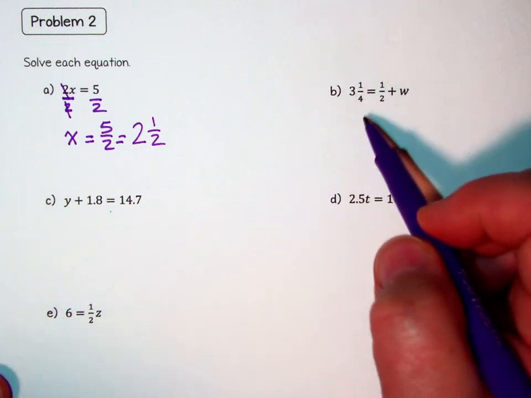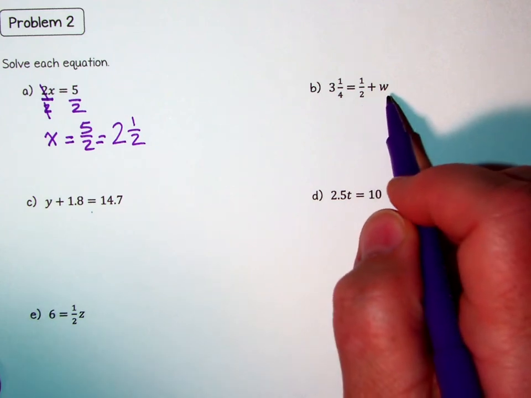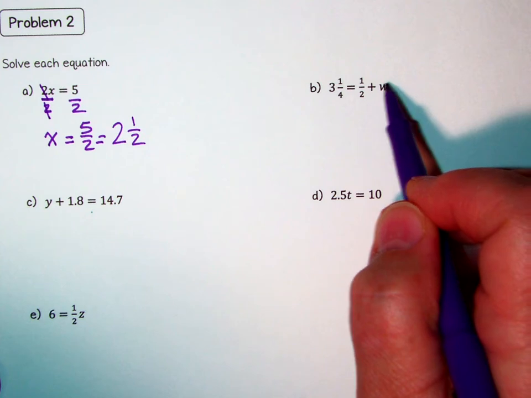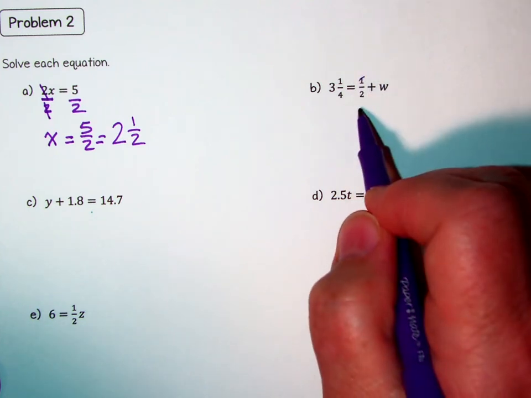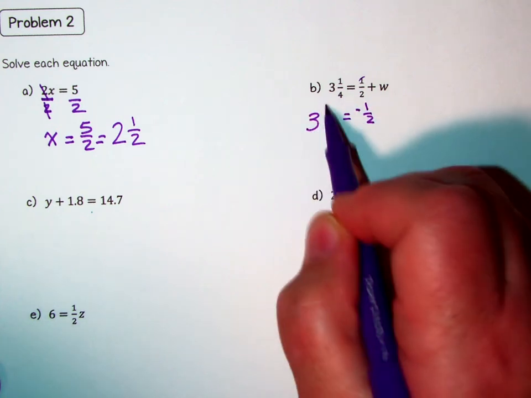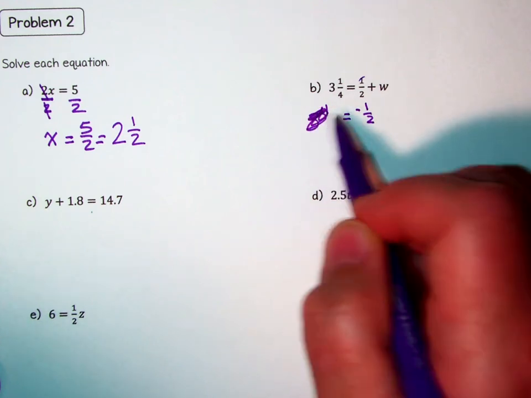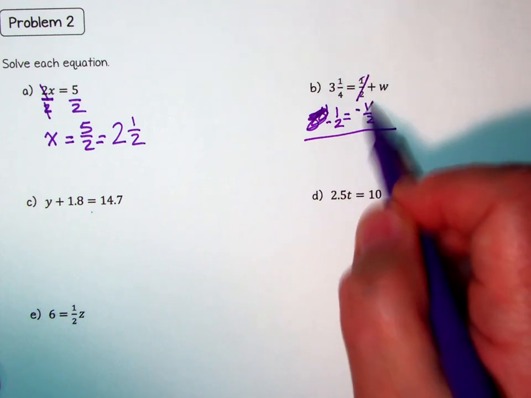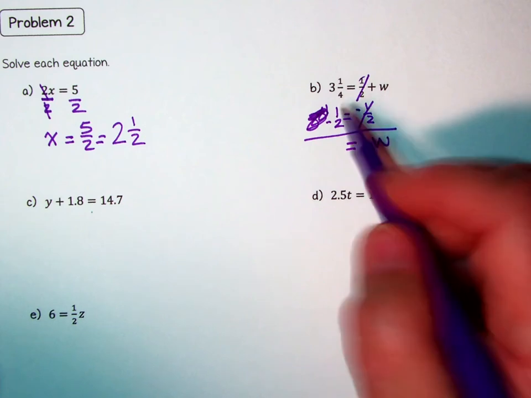Okay. B. 3 and 1/4 is equal to 1 half plus W. So again, I want to get W all by itself. I've already got just 1. I don't need to multiply or divide it by anything. But I do want to eliminate the 1 half that's on the right side. So I'm going to subtract 1 half from that side. Then I need to subtract, oops, yeah, fudge that up. I want to subtract 1 half from the left side as well. So 1 half minus 1 half on the right side just leaves W. So that's all handy dandy.